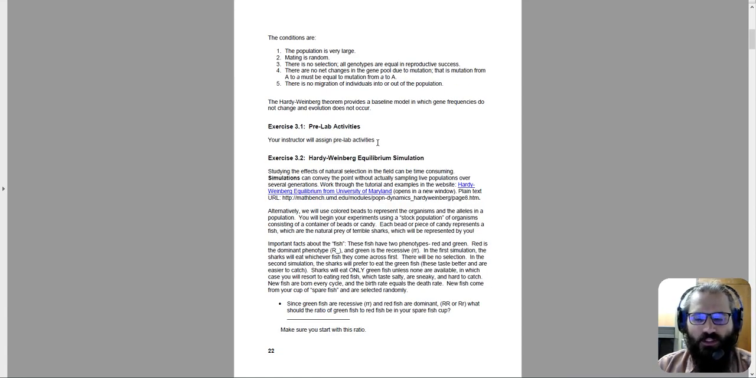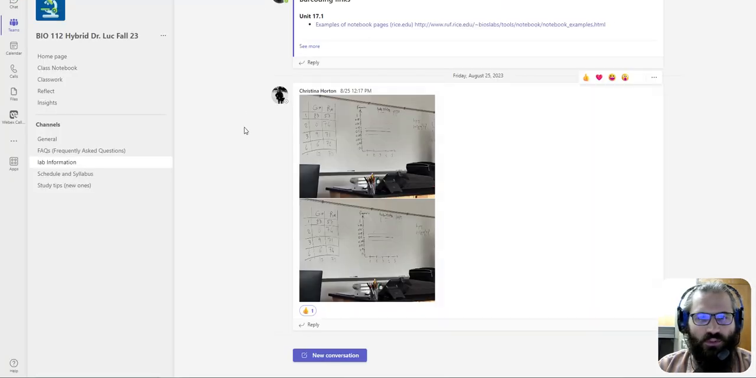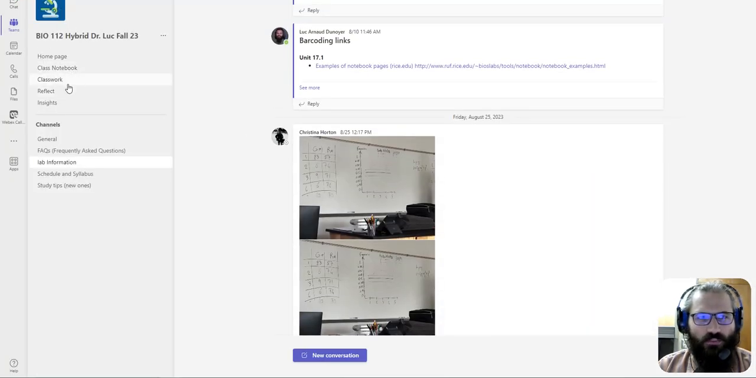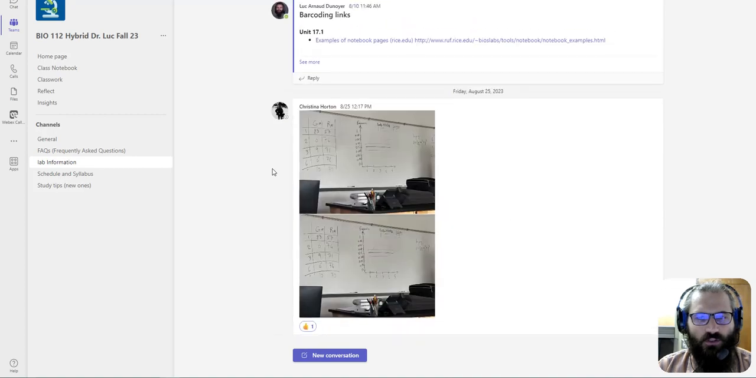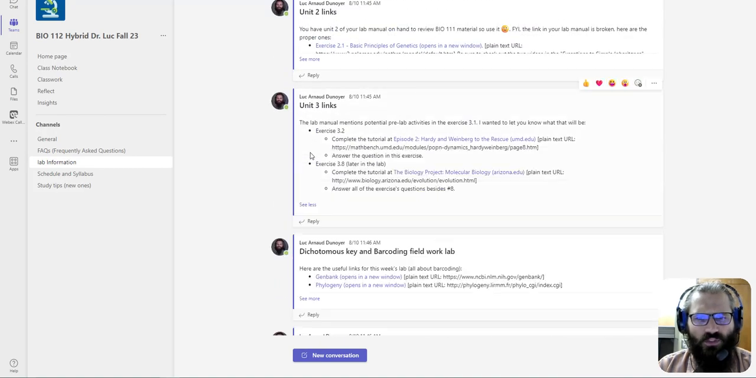The pre-lab activity, you can find them in MS Teams, so make sure you go to MS Teams. It's somewhere. Let me see if I can show it to you. Yes, so you should be able to see that. If you go to our MS Teams and you go to lab information, all the way to the top, you see Unit 3 links.